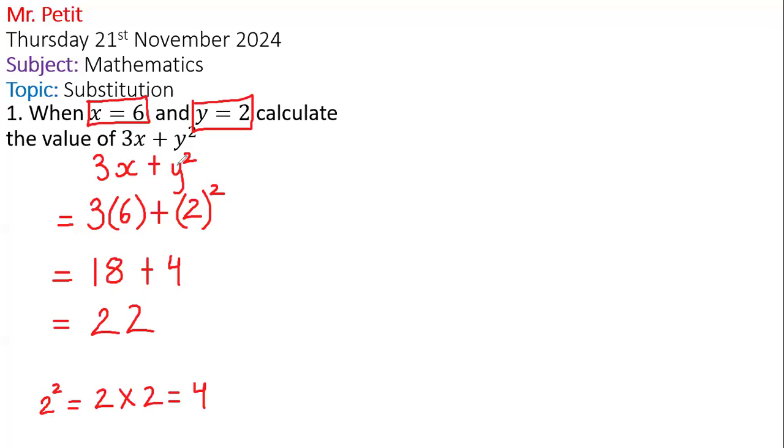So, quick recap. We write our expression. Our expression is 3x plus y squared. We know that x is equal to 6 and y is equal to 2. So wherever we see x, we're going to put 6, and wherever we see y, we're going to put 2. So we replace x with 6 and y with 2. We say 3 times 6, which is 18, and we have 2 squared. 2 squared is 2 times 2.